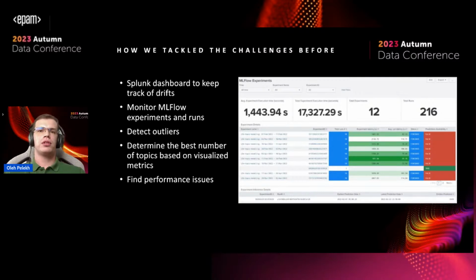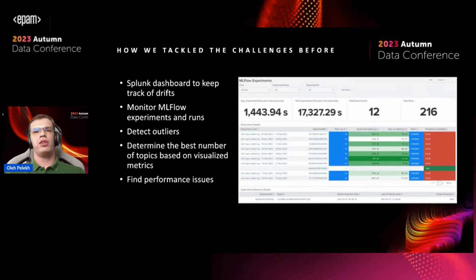And of course, every model encounters performance issues at some point. So this dashboard highlights performance issues early so that we can fine-tune our models in no time. Another challenge is choosing the optimal number of topics. This challenge is met with just a simple visualization on this dashboard.